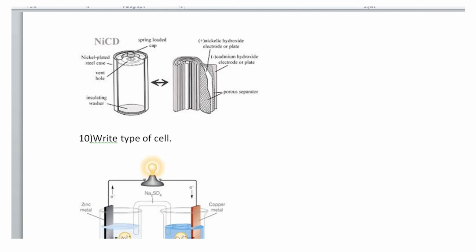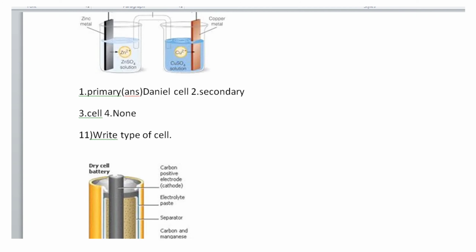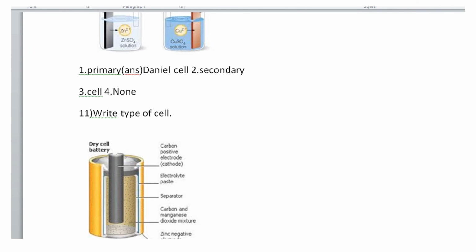Then the 10th question is write the type of cell. This is a Daniell cell. In this cell, the zinc electrode is dipped in zinc sulfate and the copper electrode is dipped in copper sulfate solution and they are connected to a multimeter. This is a primary cell.